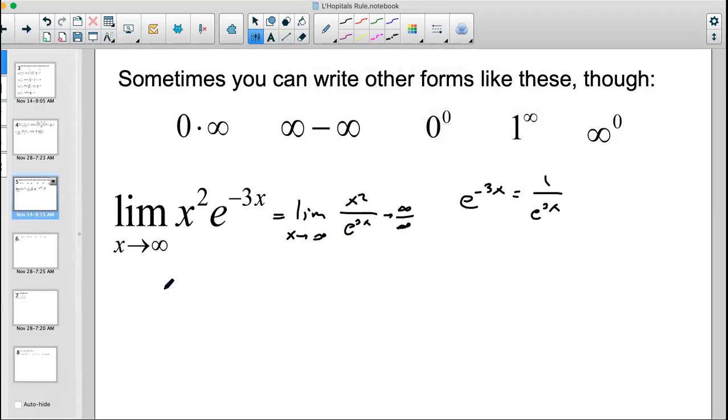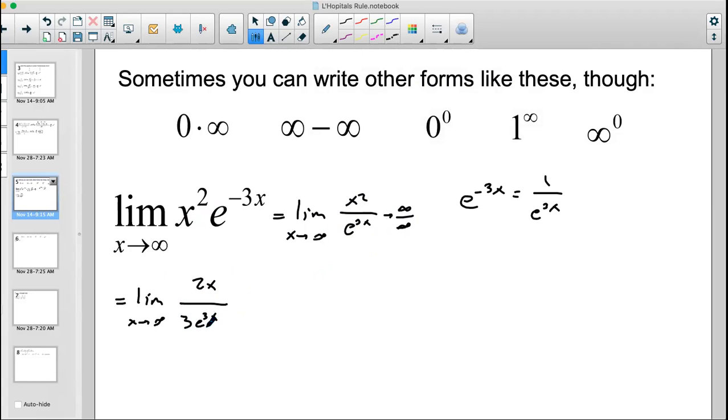So our first run at it, the limit stays the same. And we take the derivative of the top, which is 2x, and the derivative of the bottom, which is e to the 3x times 3, because of the chain rule. I'm going to write that as 3e to the 3x.